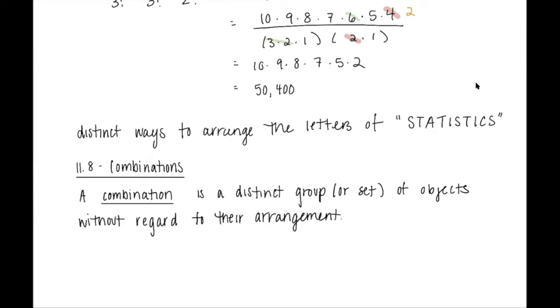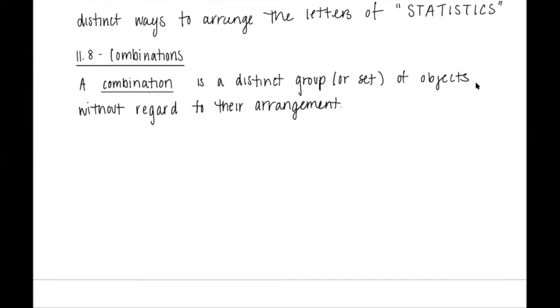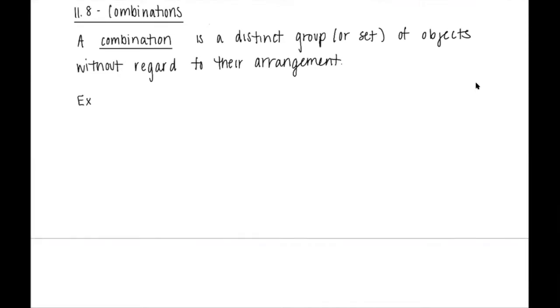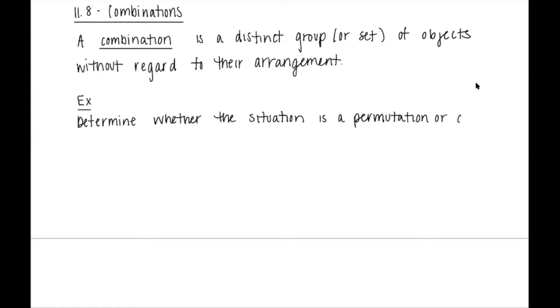Okay, so I'm still going to pick from a collection of things, but the order doesn't matter. So let's look at some examples to really make the distinction of when I'm in this permutation situation versus when this combination is going to come into play. Okay. So let's determine whether the situation is a permutation or combination.